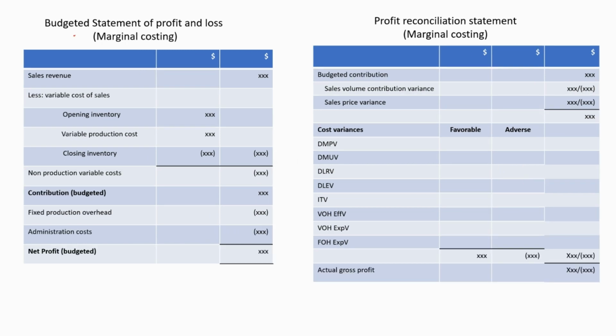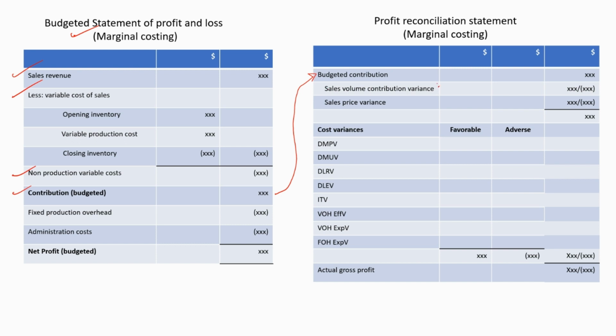Now let's discuss how to reconcile the profit under the marginal costing system. This is the budgeted statement of profit and loss under the marginal costing system. We have the sales revenue, and then we deduct the variable cost of sales, and then we deduct the non-production variable cost. So we can arrive at the contribution. All of these values are budgeted values. Under absorption costing, we use the budgeted gross profit amount as the first line of the profit reconciliation statement. Under marginal costing, we are going to use the budgeted contribution amount. So this will be the first line of the profit reconciliation statement for marginal costing.